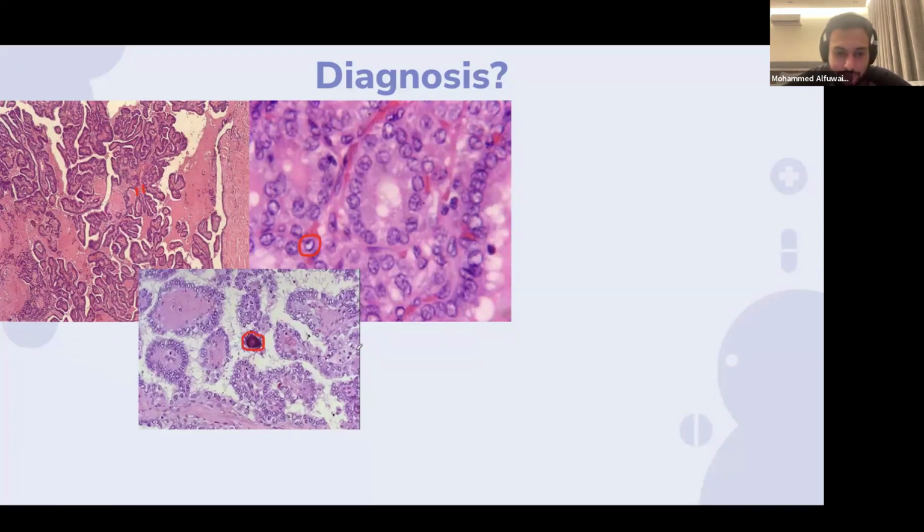What is that? Psammoma bodies. Excellent. Good. So these are the psammoma bodies. The three things that I mentioned: you have papillary lesions with the fibrovascular core, you have the Orphan Annie eyes with intranuclear inclusions and intranuclear bodies and grooves and so on, and then you have the psammoma bodies. These are the signs that you see on histology.